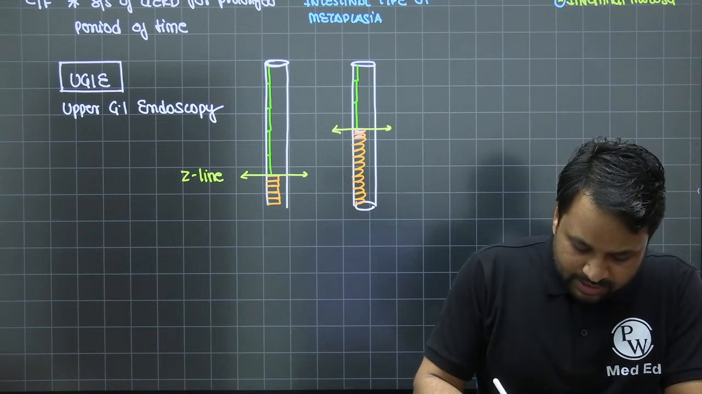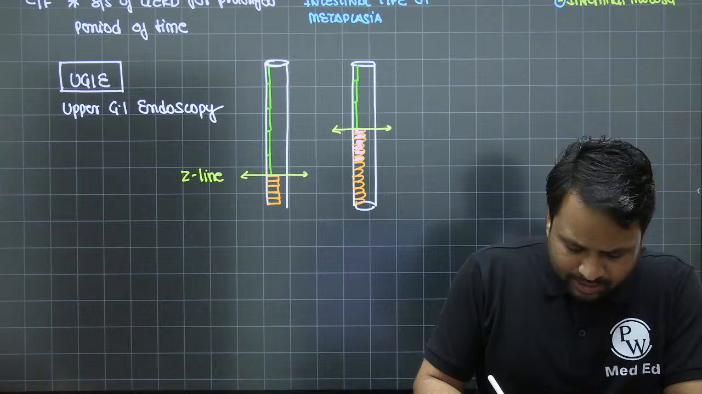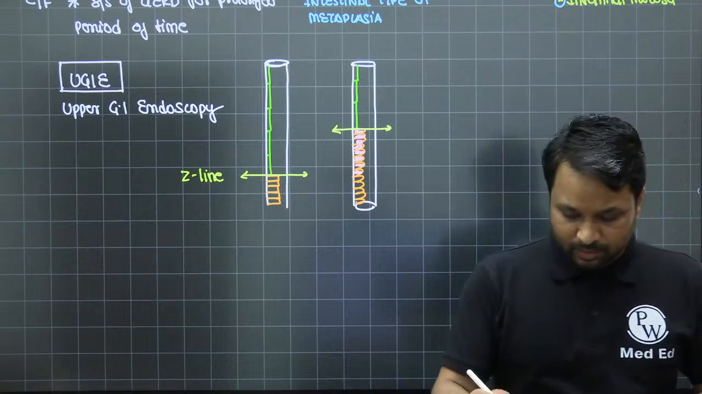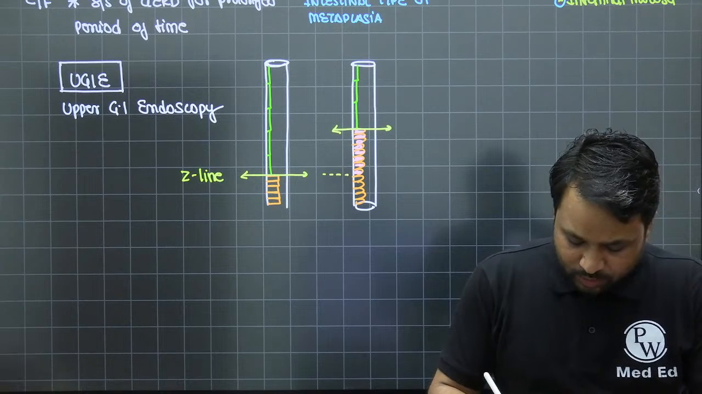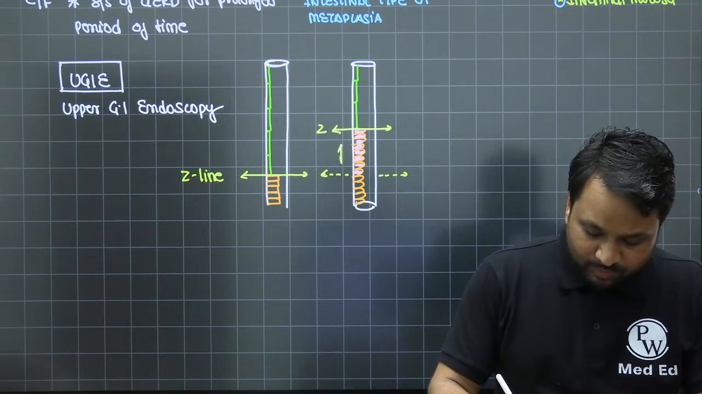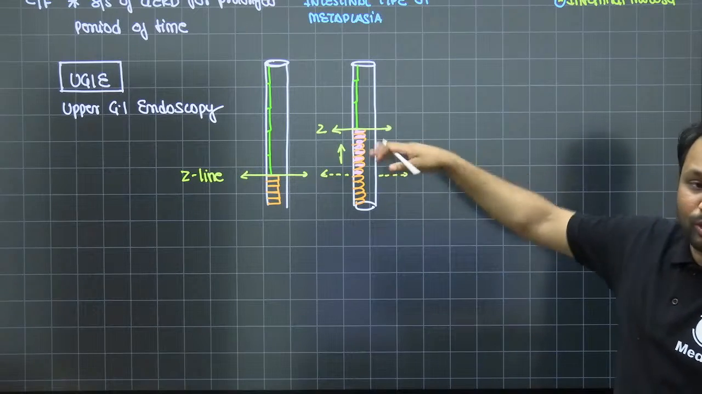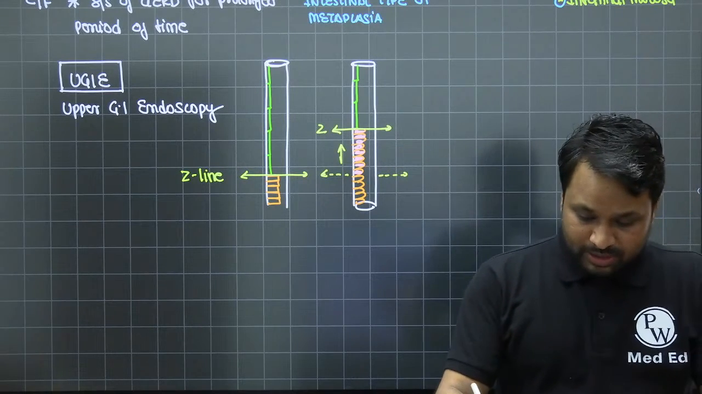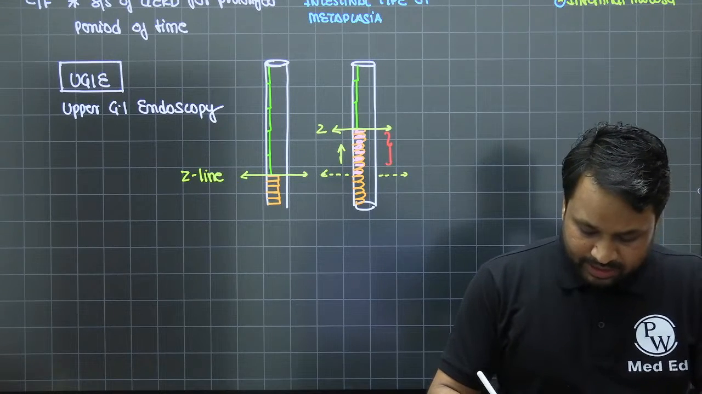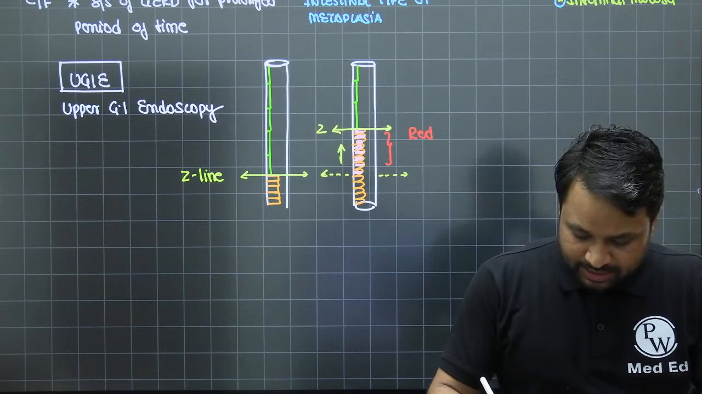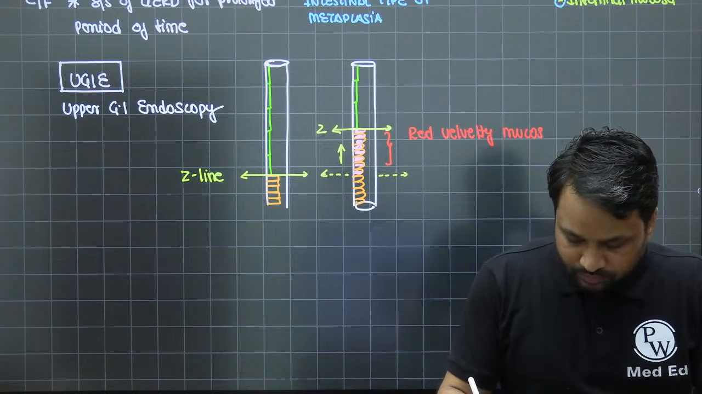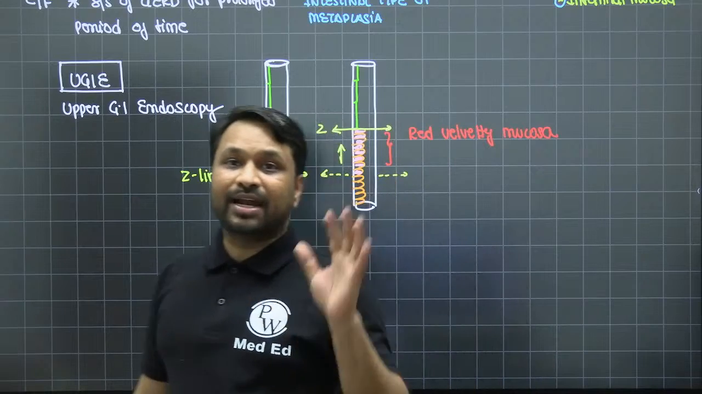Obviously at this area there are goblet cells also, but that cannot be seen on upper GI endoscopy. But just for the sake of understanding, a metaplasia has occurred. So this was the old Z line that you had, and this is the new Z line. The Z line has moved upwards because it is now transformed into columnar. Now, as an endoscopist, how do you know this? This newly transformed area will appear as a red velvety mucosa.